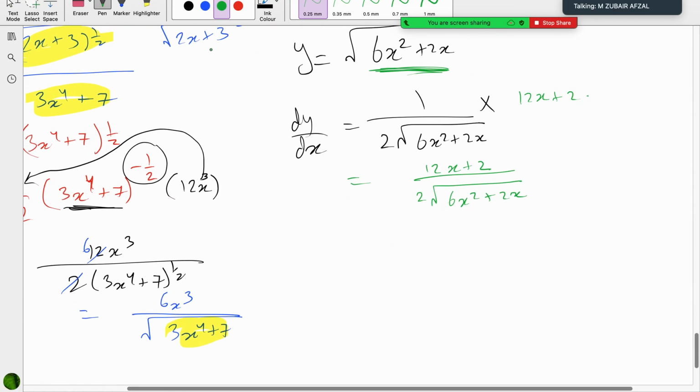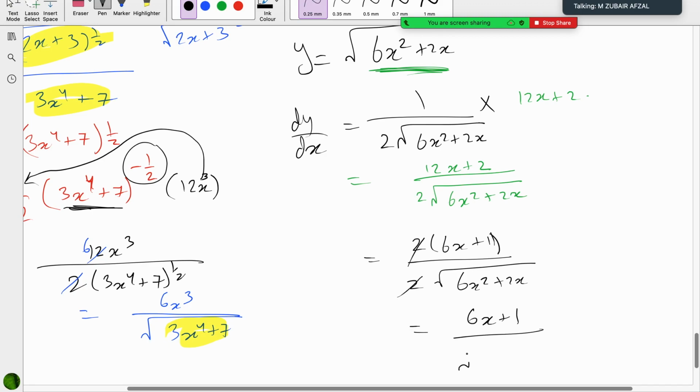And further, definitely there is a chance of simplification. We can take out 2 common in the numerator. This is 6x plus 1 over 2 square root 6x square plus 2x, and you get rid of this. You're left with 6x plus 1 over square root 6x square plus 2x.